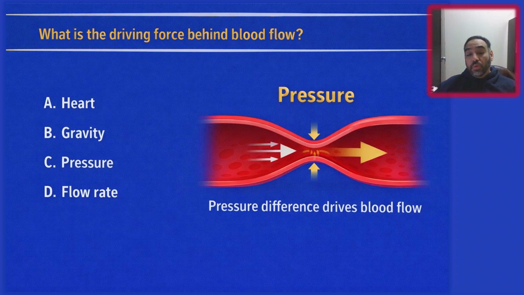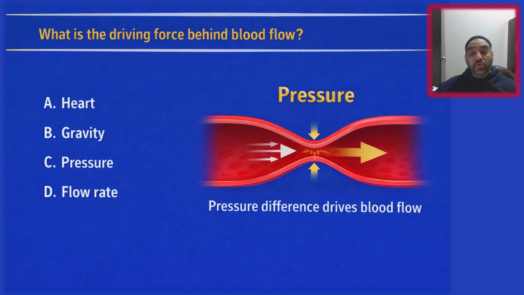B, the other incorrect answer, which is gravity. Now, gravity affects circulation, especially venous return, like in the legs, but it is not the primary driver of systemic blood flow. In fact, we can lie down flat and blood still circulates. Astronauts who are in microgravity still have circulation. So gravity influences flow in some situations, but it is not the fundamental driving force.